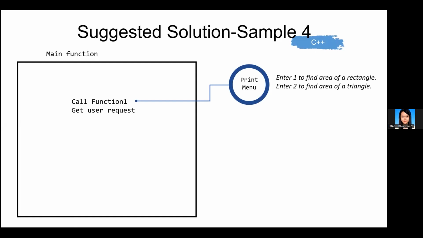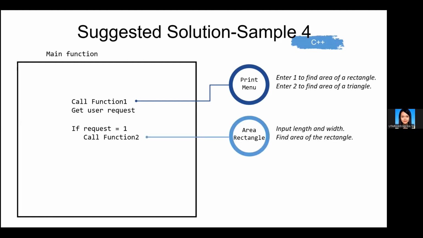Okay, so if the request is equal to 1, of course, we need to call another function, which is used to find the area of the rectangle. Because we know this is a function used to find the rectangle area, we have to ask the user, please key in the length and the width so that you can find the rectangle area and do the result printing.